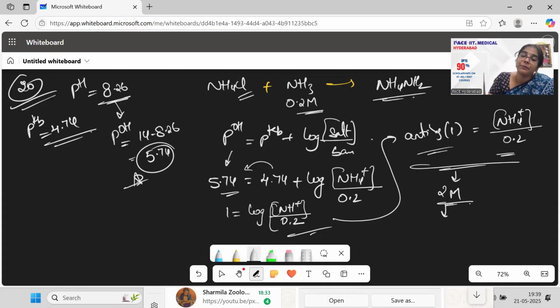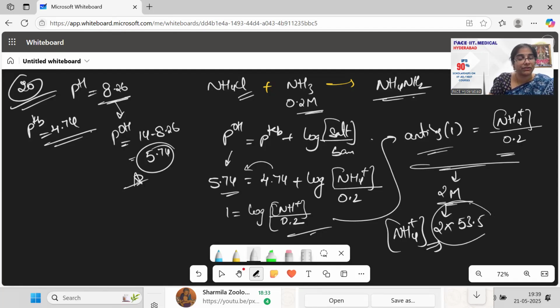We got 2 molar, meaning 2 moles of ammonium ion NH4 plus, which was asked. 2 moles means 2 into 53.5, the molar mass of ammonium chloride. This is for ammonium chloride. You will be going up with this value. That will be my answer, which is 107 grams. That is my calculated value for this.